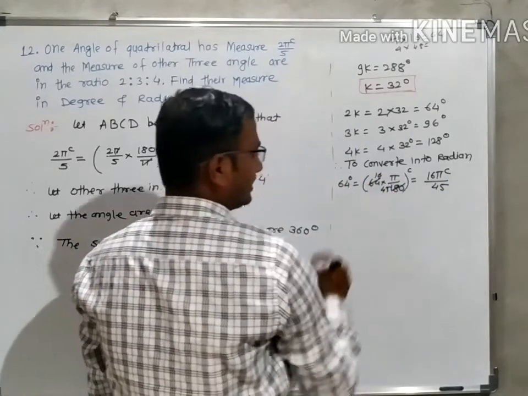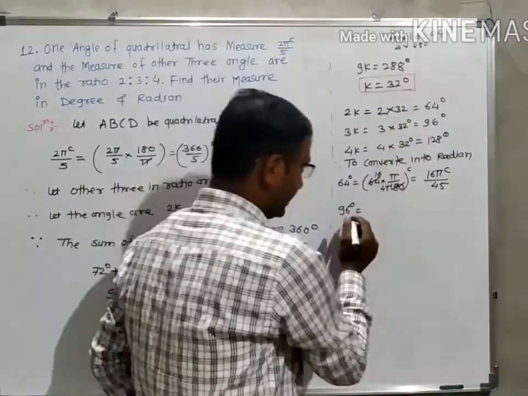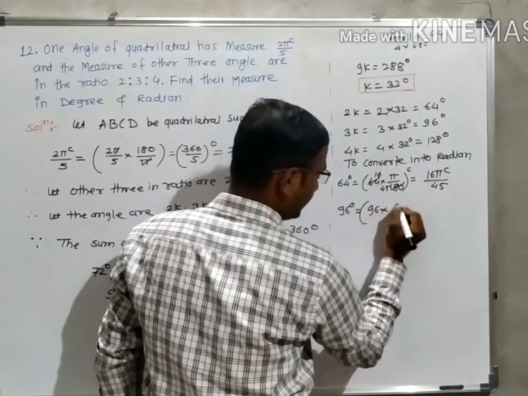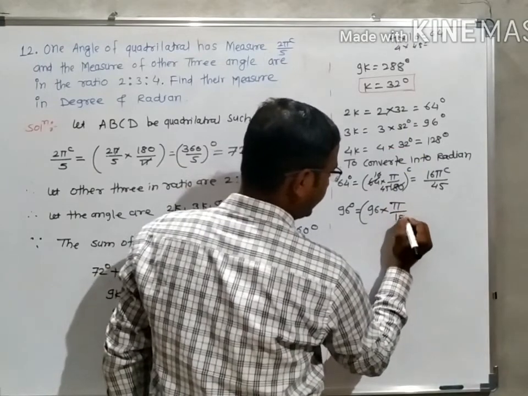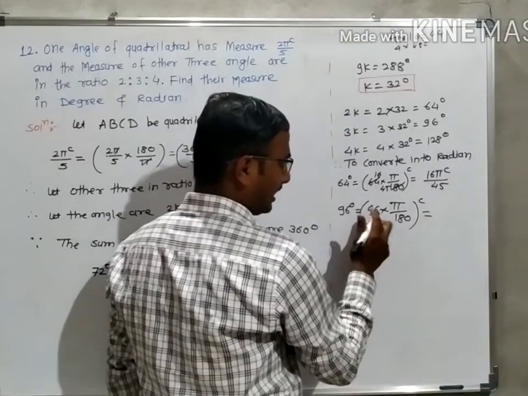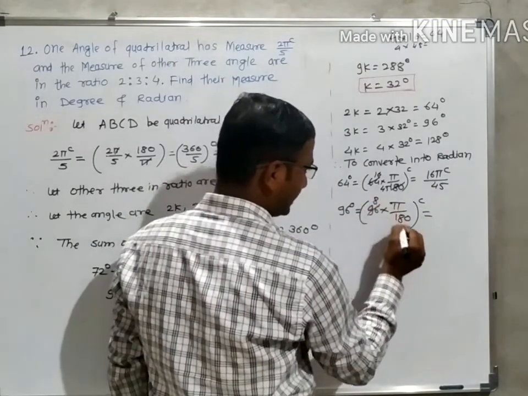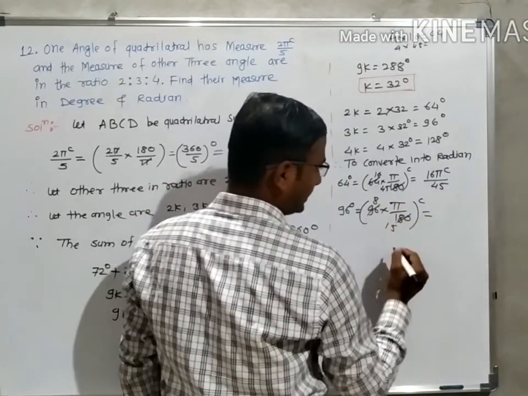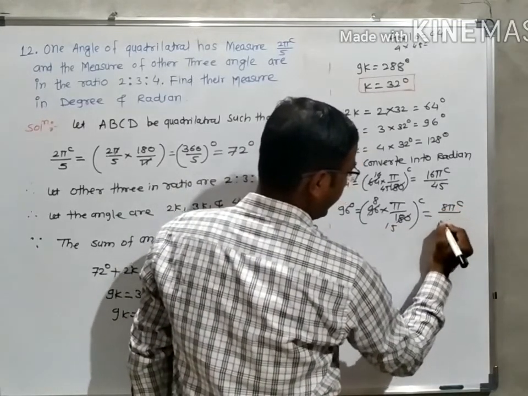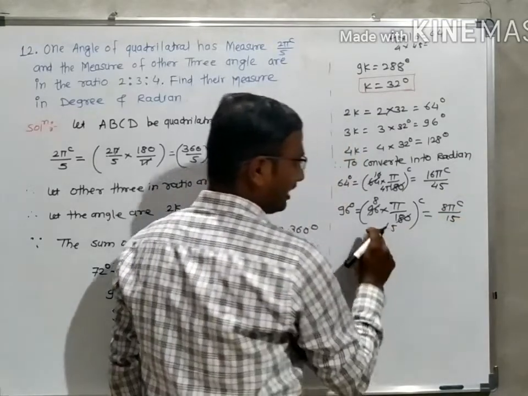Next angle is 96 degrees into radian. 96 is a multiple of pi upon 180. Dividing both terms by 12, 12 into 8 is 96 and 12 into 15 is 180. So this is 8 pi radian upon 15.